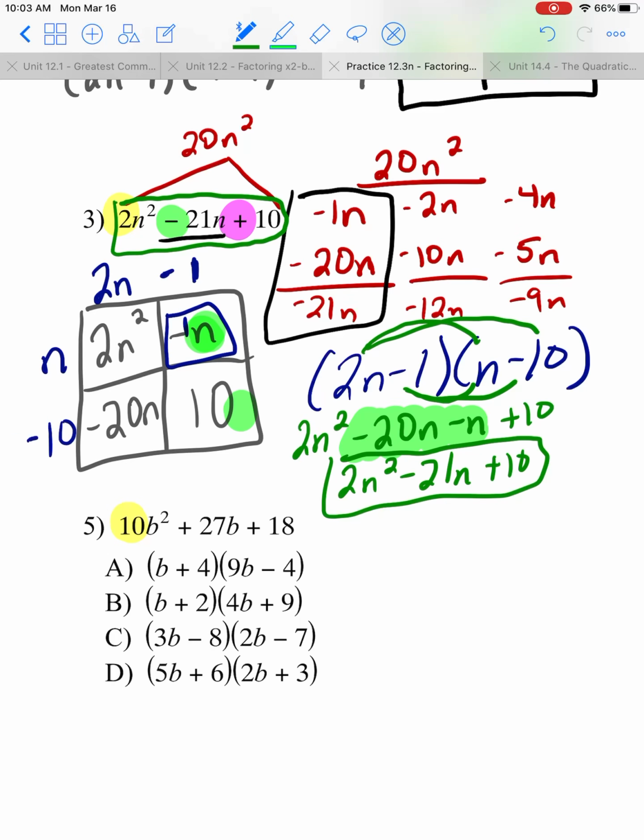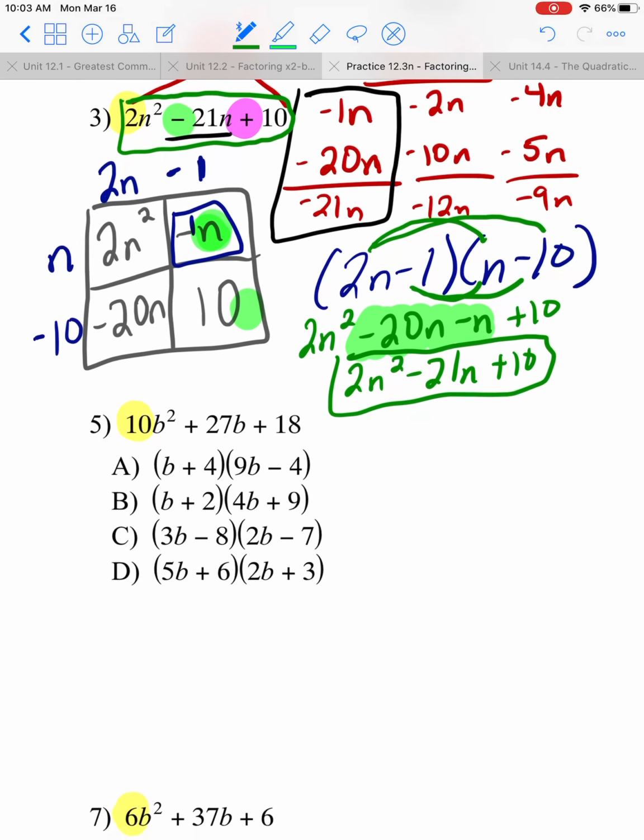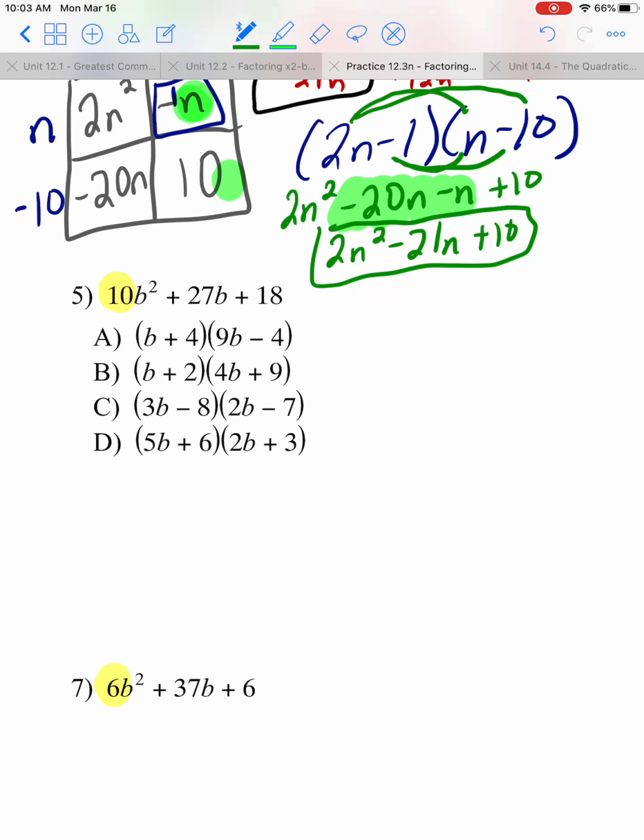Okay, guys, if you have any doubt on your work, check yourself. Check your work. All right, number 5. Now this one is going to be a little more difficult in the sense that you're finding the factors of a pretty big number here once we do this.